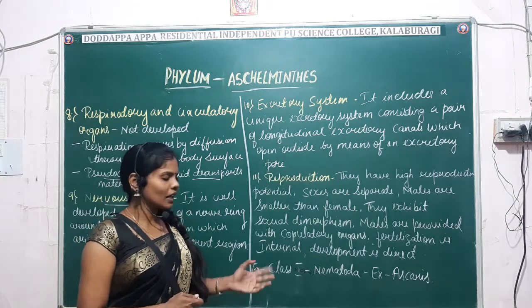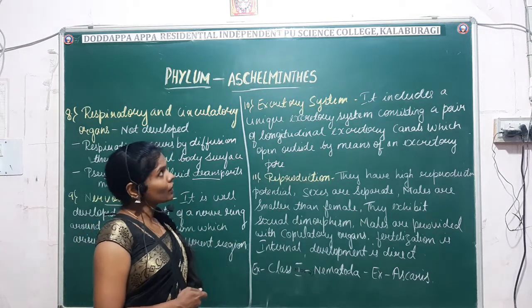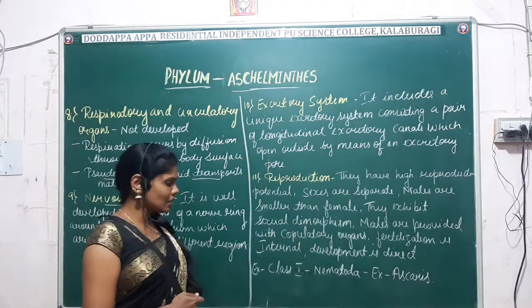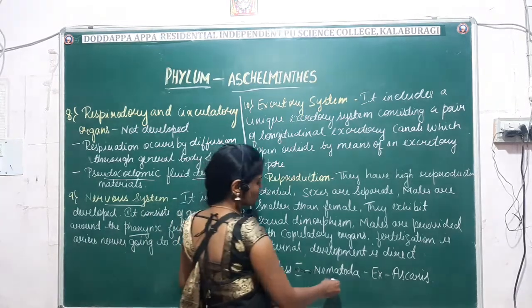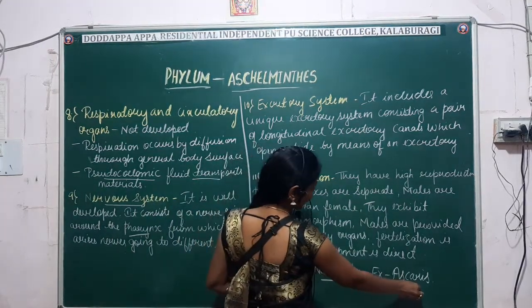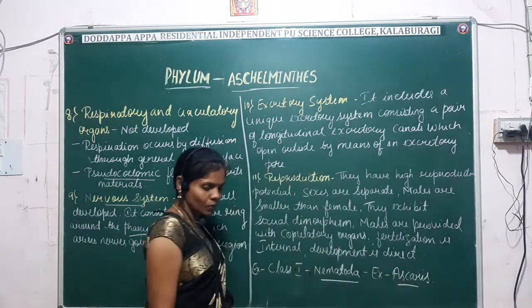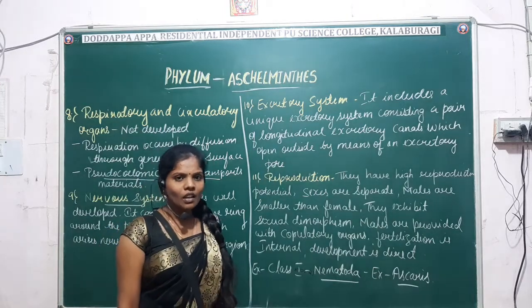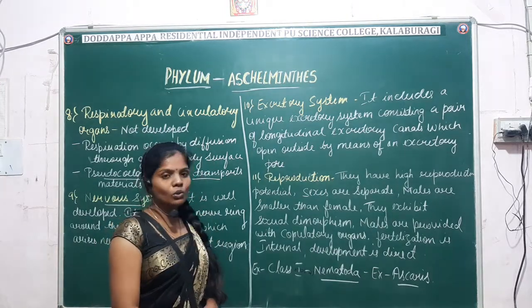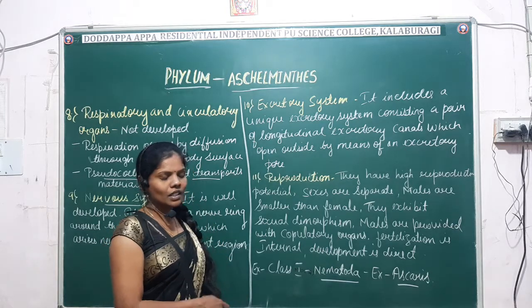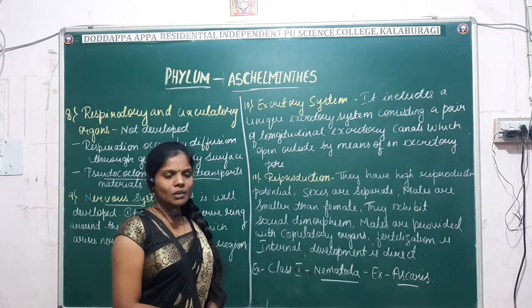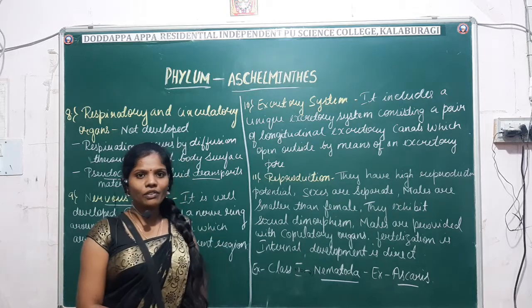So when it comes to the classification, in case of Aschelminthes we have only one class, that is class Nematoda. Only one class is there. And you just have to remember the example, that is Ascaris or Ascaris lumbricoides, which is commonly known as the roundworm. Apart from this roundworm, hookworm and pinworm are different examples. So just keep in mind one example. So that's about the phylum Aschelminthes.